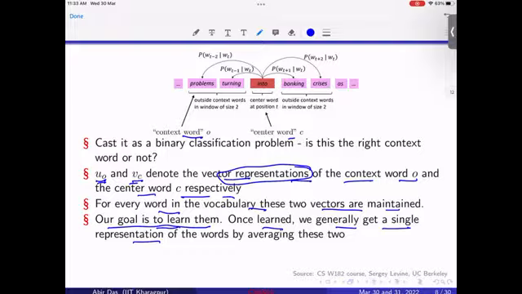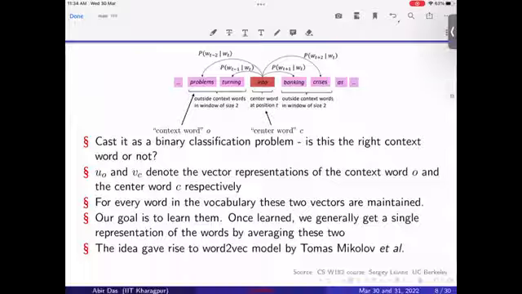When we go to more deep learning based methods, say LSTMs or ELMo or transformers, we will see that this is not always required. Anyway, once learned, we generally get a single representation of the words by averaging these two. So you have two representations per word, and we basically average them.